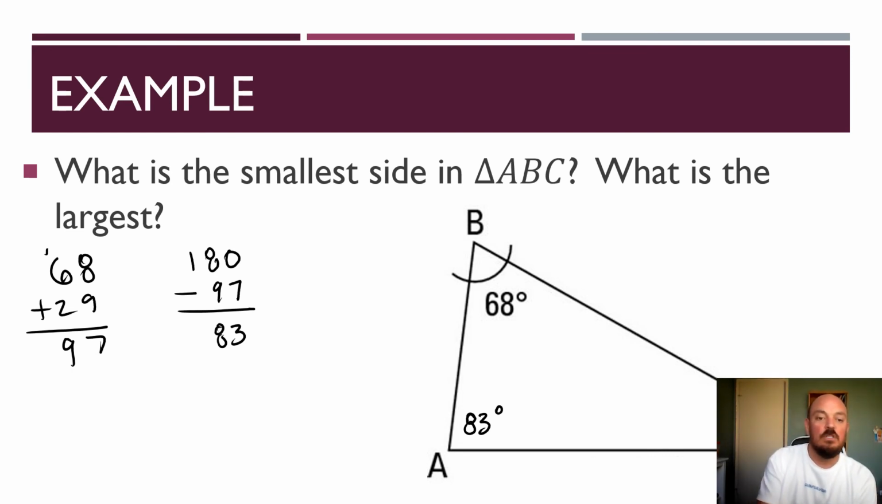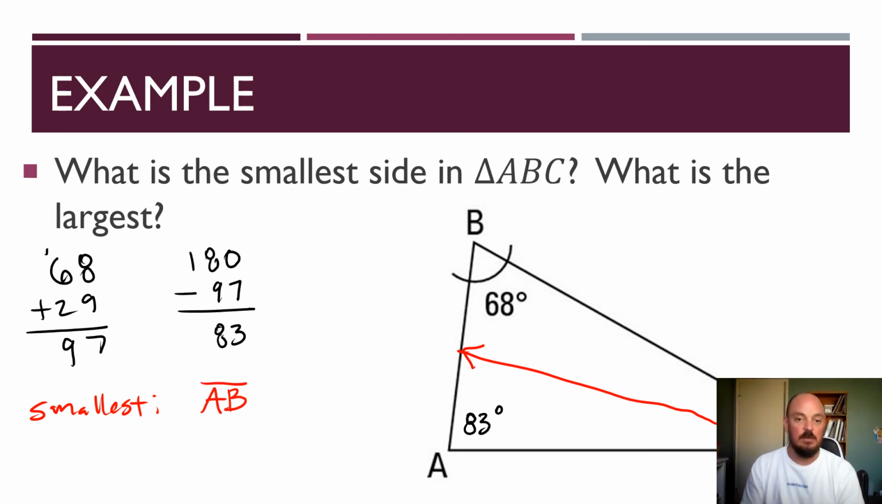So for the smallest side, I'm going to find the smallest angle. The smallest one is the 29. And I'm going to go opposite from it. And it's going to be that side right there, which would be line segment AB. Remember, when you're naming a side of a triangle, a side is a line segment, so you do 2 letters. Line segment AB.